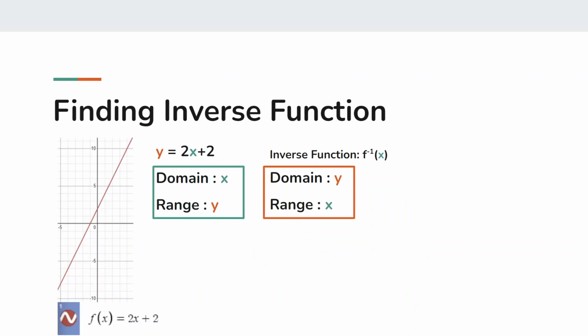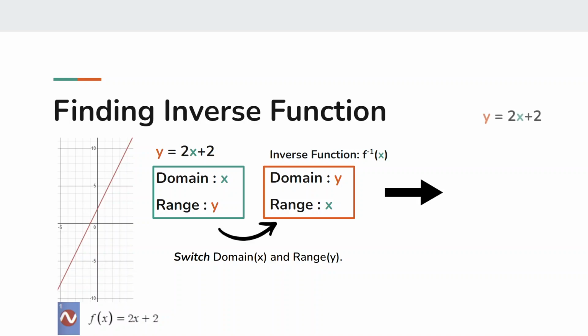Let's find the inverse function of y equals 2x plus 2. Don't forget that we have to switch domain x and range y. First, we have to write our original function, which is y equals 2x plus 2, and then switch x and y, which will give us x equals 2y plus 2.